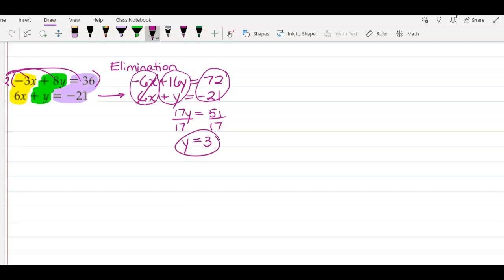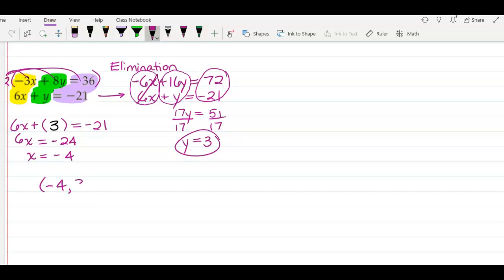So now we know what y equals, so I just go back to my original equation, take your choice, either the second or the first. I'm just grabbing the second one because it's so close here. Plus y equals negative 21. I'm going to substitute what y equals and solve. 6x equals negative 24, so x equals negative 4.